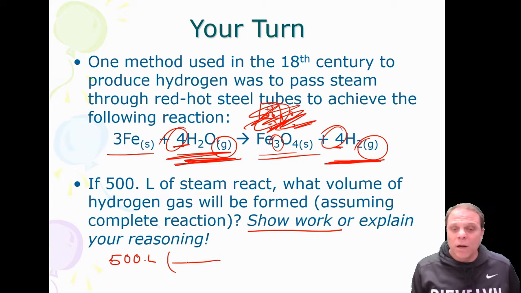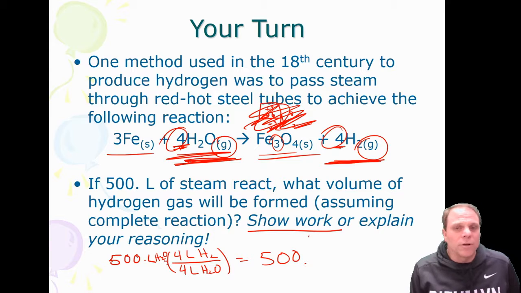So 500 liters, and now I want to go to steam, H2O, as a gas. I don't have to put the G there. And so now I can just say 4 liters of H2O is equal to 4 liters of H2. It's so easy. So I get my answer. And what about this 4? Do I have to use that as my sig figs? No, those are ratios. That's a unit conversion factor. It's a 4-to-4. It's an exact number.